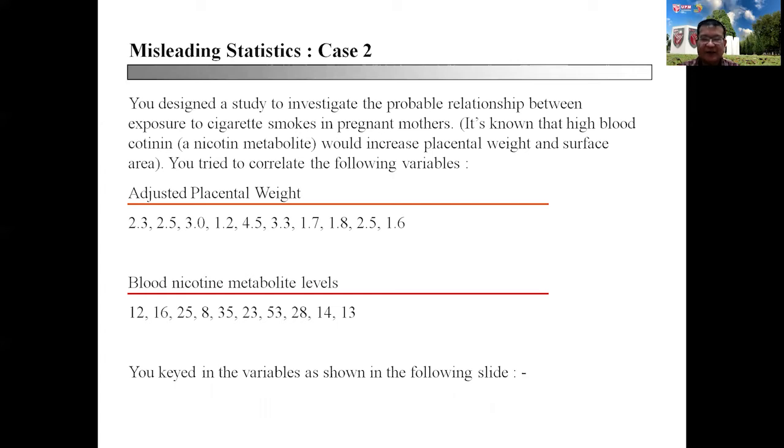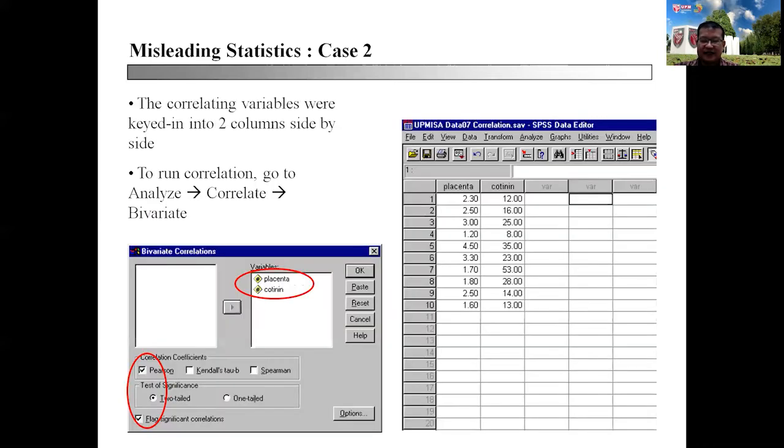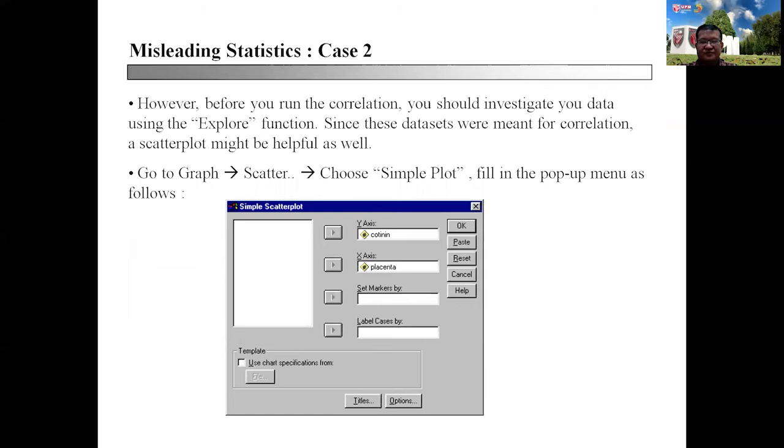It is known that by having higher blood nicotine metabolite levels, you are going to have higher adjusted placenta weight. The term adjusted placenta weight is used because babies, placentas, and mothers have various sizes, so it becomes important to use weighted or adjusted placenta weight. You key in the data in the following manner, since this is a correlation, and run the correlation as indicated on the screen. Then you go for a simple plot.